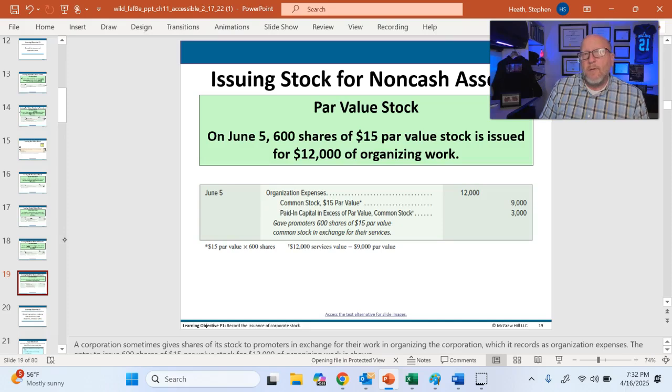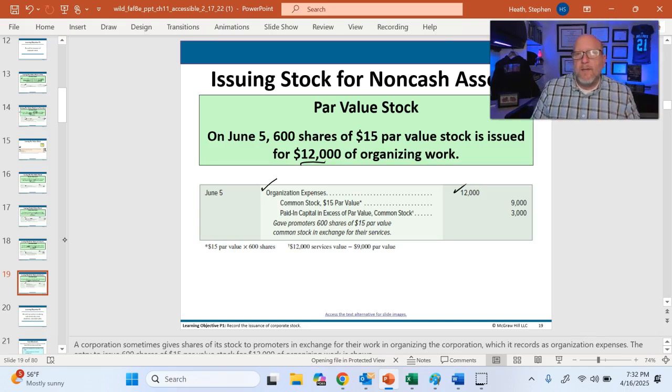And I guess we could exchange organizational expenses. So somebody could provide services to us, and in exchange, we can give them stock. Like they can contribute sweat equity. That's what this is, right? And so the value of the sweat equity that they gave us is 12,000. That's an expense to the business.